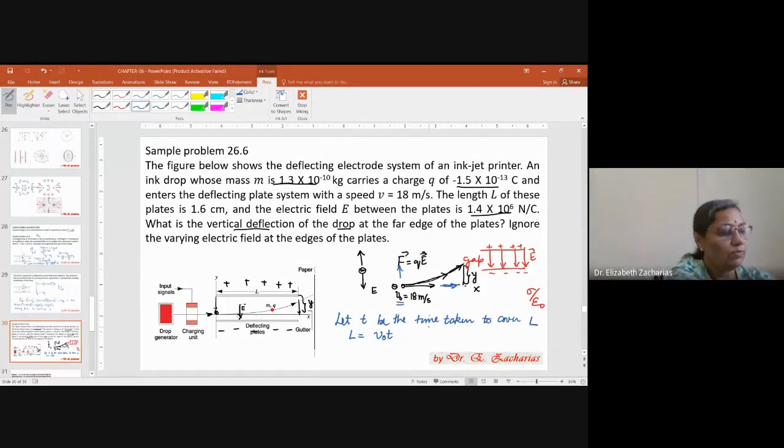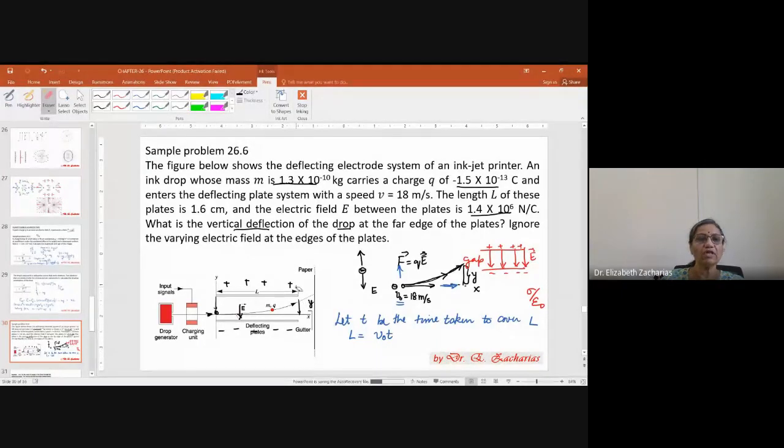Okay, so now you got this. Now, along the y direction, what is going to happen? Let us see what's going to happen along the y direction. Along the y direction, I made a small mistake. I should not mark this entire distance as y.